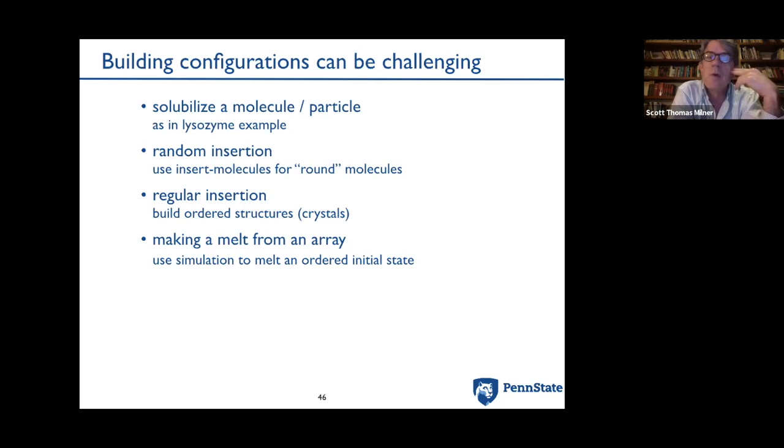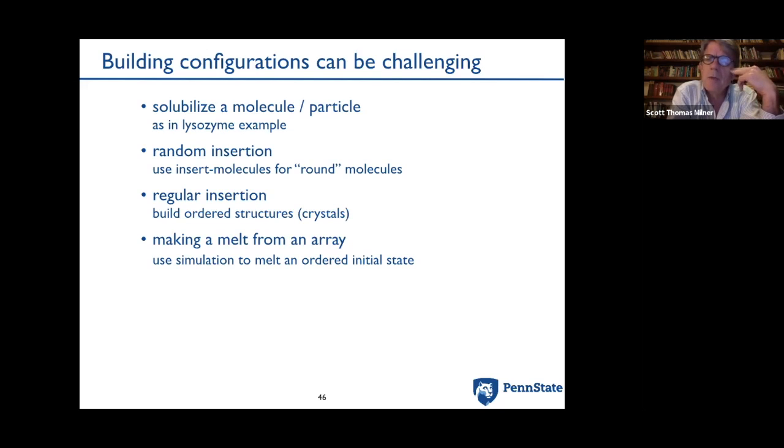And that works pretty well if you're trying to insert things that are round. It does not work very well if you're trying to insert things that are sticks, because the sticks will inevitably whack into other sticks with high probability. So, round things, it works pretty well. Regular insertion, building things by stacking, is easy to do, and so one can build ordered structures like crystals by building a unit cell and then stacking that up to some size.